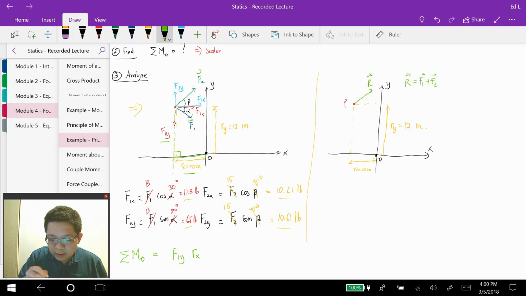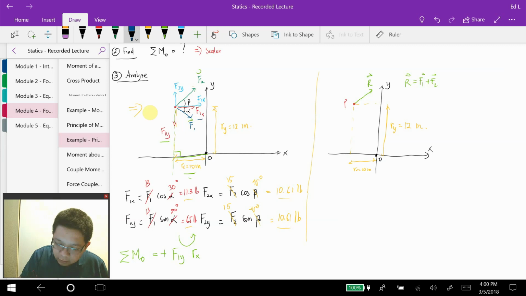And if I include the sign in here, this F1y will cause counterclockwise rotation, right? It will cause a counterclockwise rotation right there. So then it will have a positive sign in the front, because counterclockwise is positive. And then let's continue with the other component, let's say that right now we're looking at F1x.